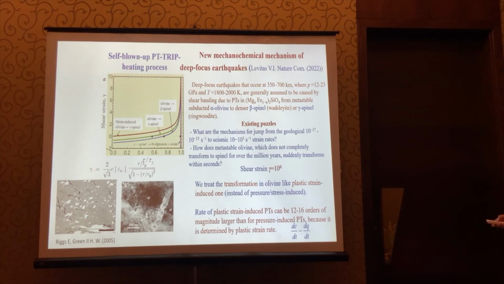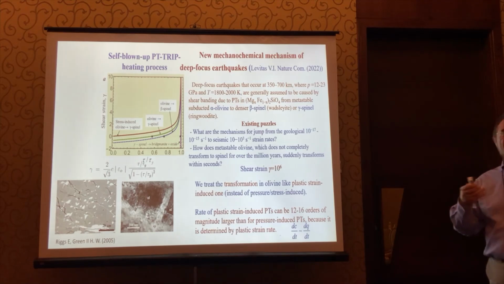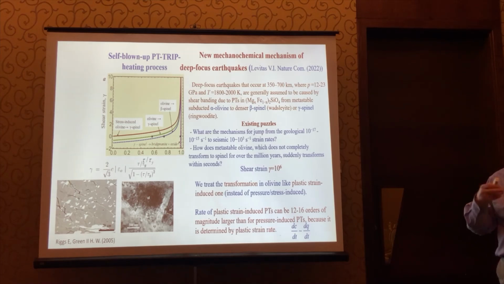So what happens here? Plastic phase transition induces TRIP shear. TRIP shear, again, induces strain-induced phase transition. Again, TRIP, strain-induced phase transition. So we have self-blown up phase transition TRIP heating process. And when we combine all equations, we found again analytical solution. It still contains this infinity. We were able to quantitatively describe, resolve these puzzles. Quantitatively, I mean to order of magnitude.